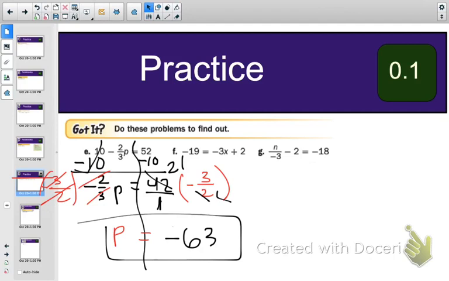Alright. Okay, so you guys go ahead, try F and G, and I will erase this and do it myself, and we'll come back together. And pause this in 3, 2, 1, pause.